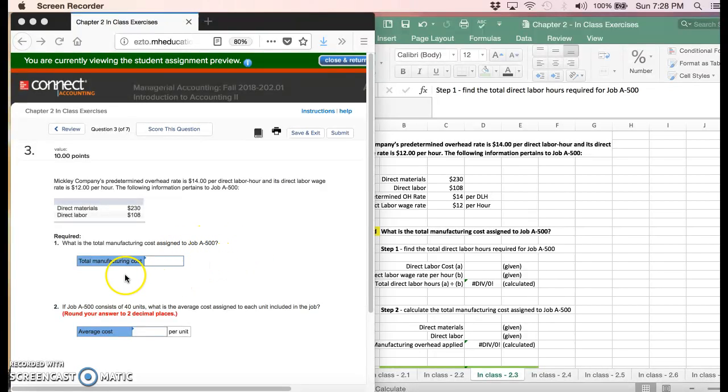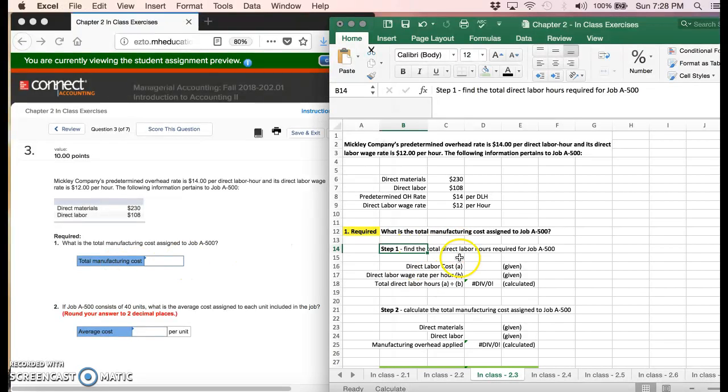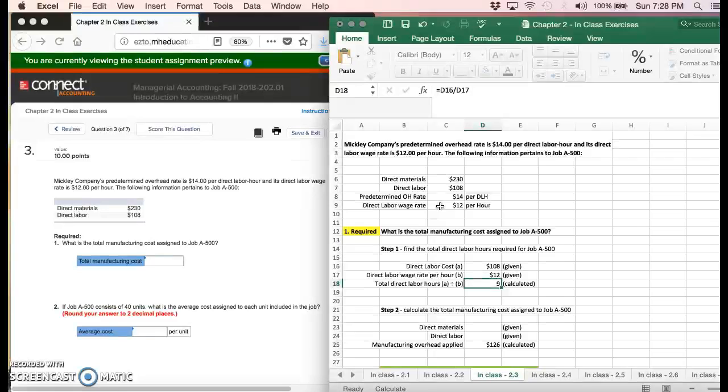So what are the three things that go into total manufacturing cost? Direct materials, direct labor, and overhead. So first thing we have to do is find the total direct labor hours. So we know that they had direct labor of 108, right? Because that's given. And then we also know that they pay their employees $12 per hour. So if we divide those two, we can figure out how many direct labor hours it took to make job A500. So it's 9 total direct labor hours.